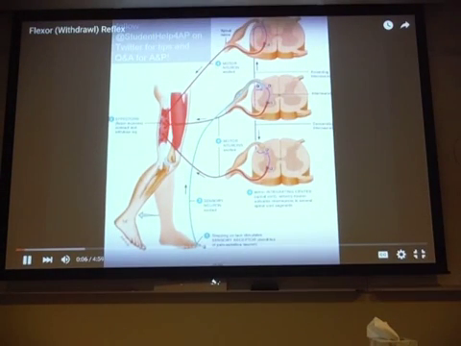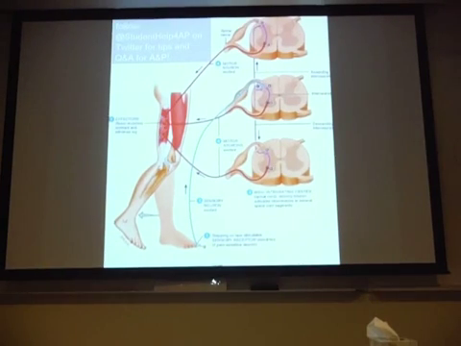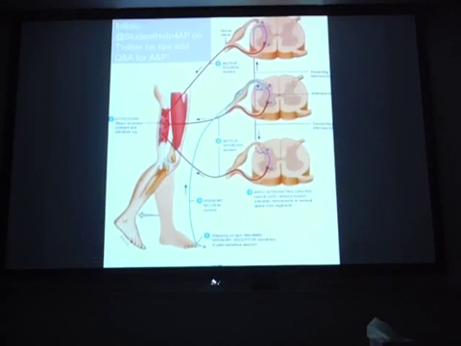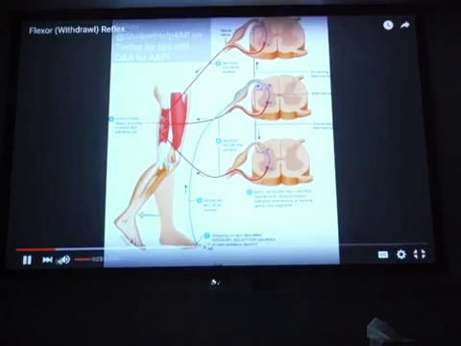The next reflex we're going to talk about is the flexor reflex, also known as the withdrawal reflex. This is a reflex that is polysynaptic and is to protect you from a potentially harmful stimulus. In this particular instance, what we're seeing is that in this picture, this individual has stepped on a tack. That is going to stimulate sensory receptors.